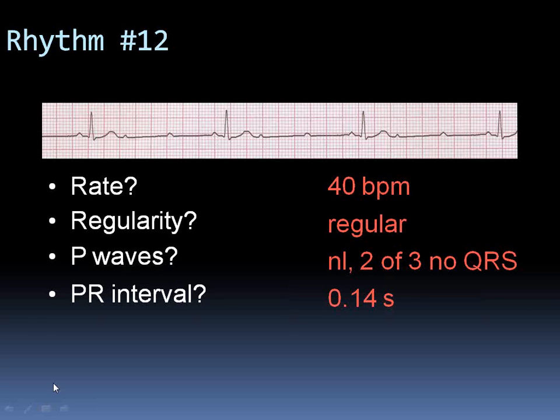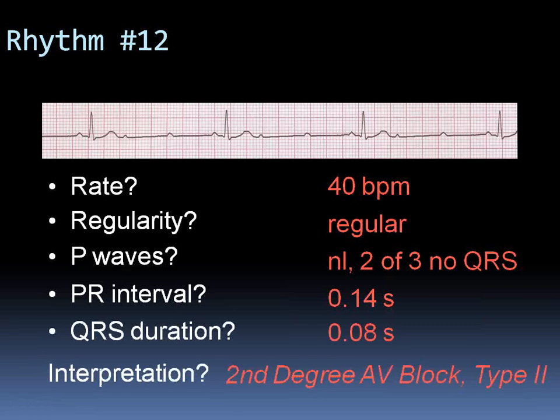PR interval stays the same, 0.14, 0.14. And the QRS will be normal looking. Alright.